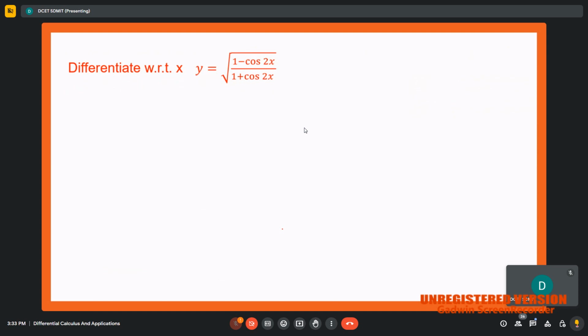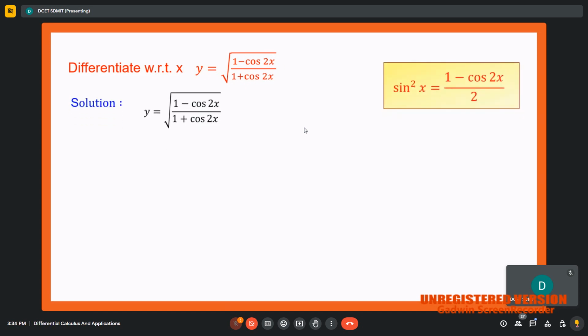Next problem. Differentiate with respect to x. y is equal to square root of 1 minus cos 2x divided by 1 plus cos 2x. When we are differentiating this, first we have to simplify 1 minus cos 2x divided by 1 plus cos 2x. Now by using the trigonometric rule, sin square x is nothing but 1 minus cos 2x divided by 2.